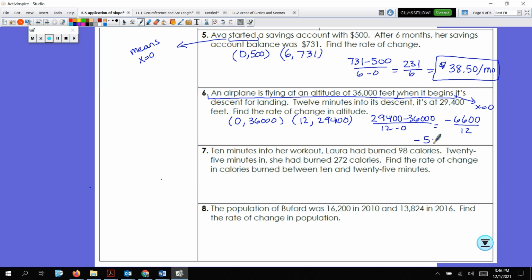Hold on, I need to get my calculator. I think I made a mistake here. We get negative 550 feet per minute. Because remember, slope, the rate of change, you're comparing two things, x and y. What's representing what? Here, it was dollars and months. This one's feet and minutes. Okay, I need to make a correction on my paper. I definitely made a mistake there, but that's one mistake.